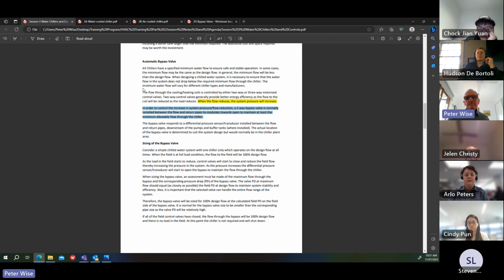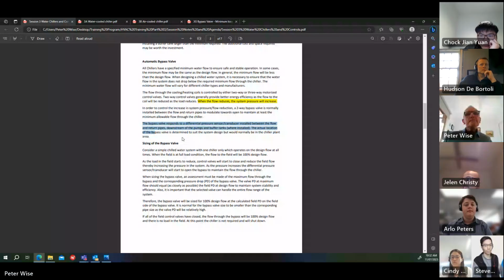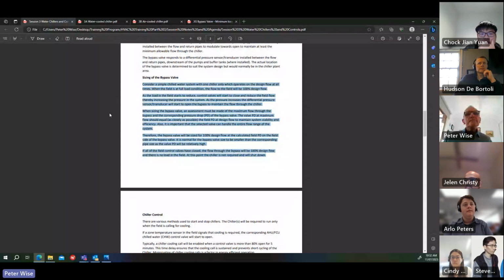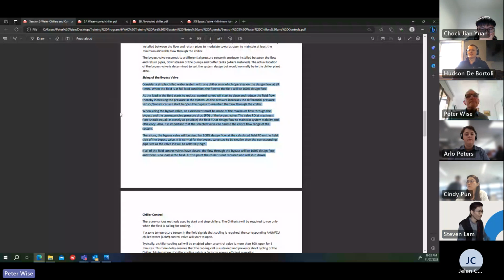Sizing of bypass valves. This is often debated. If you consider a simple chilled water system with one chiller only, which operates on design flow at all times, when the field is at full load, the flow to the field will be 100% of design. As the load in the field starts to reduce, control valves start to close and reduce the field flow and increase the pressure in the system. As the pressure increases, the bypass will start to open.